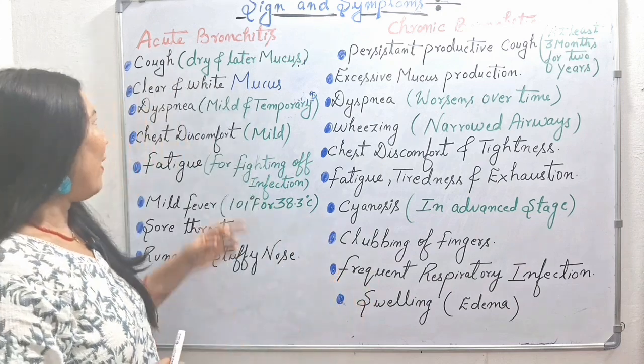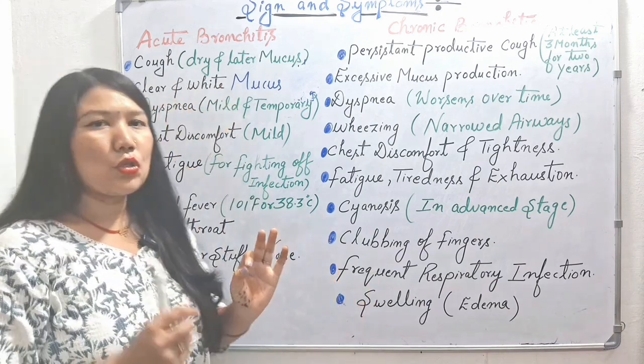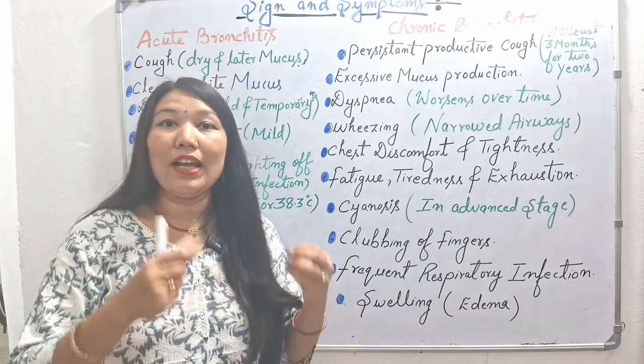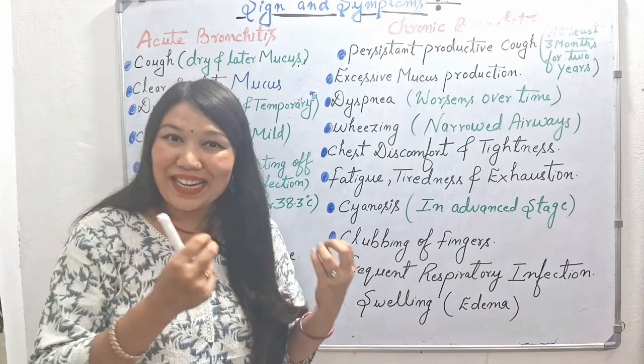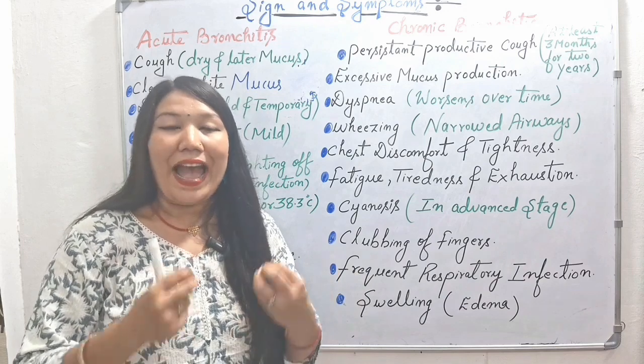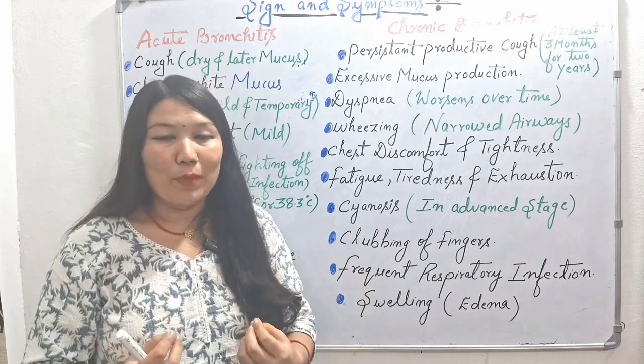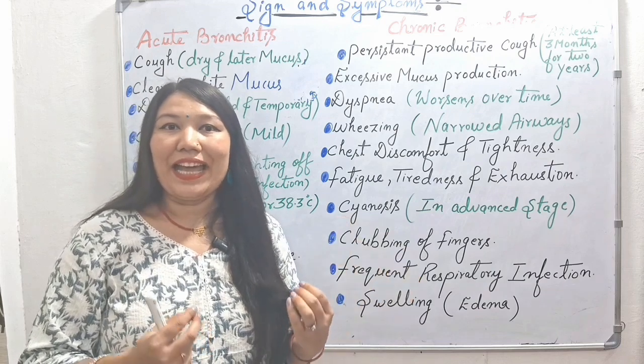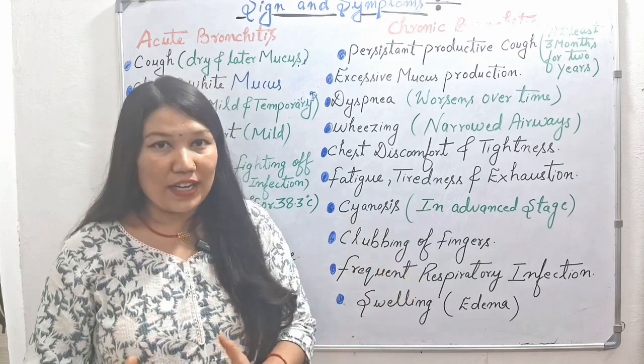Next we have clear and white mucus. In acute bronchitis, in the starting phase, the patient will have mucus production, but that mucus will be in a low quantity and it will be clear and white. If this mucus is converted into greenish or yellowish form, it means a bacterial infection is also present there.